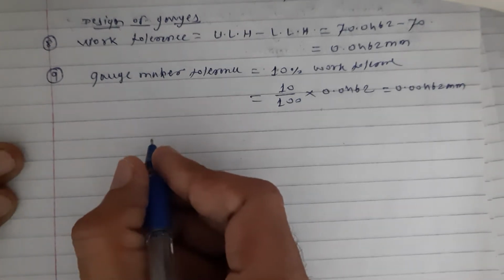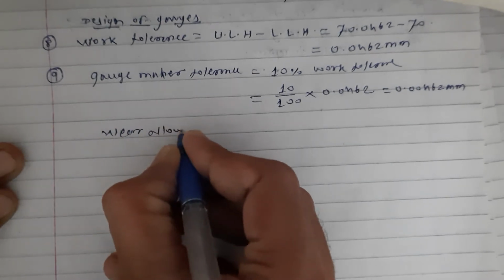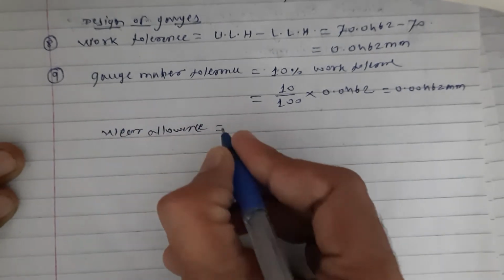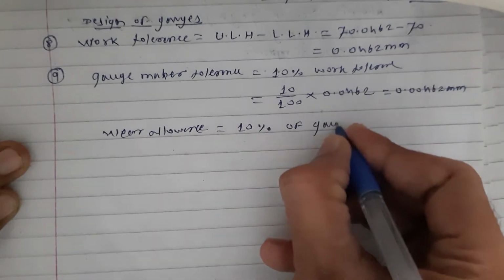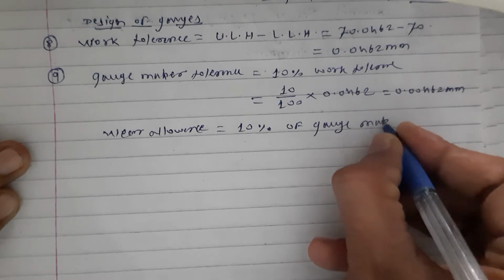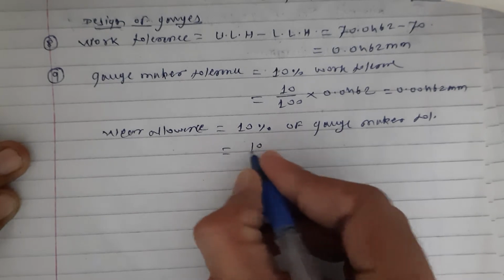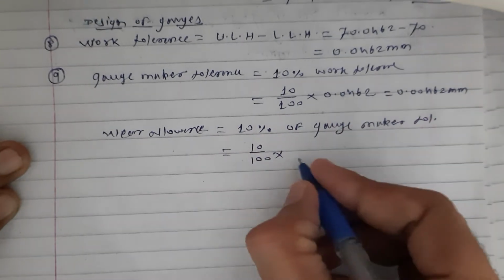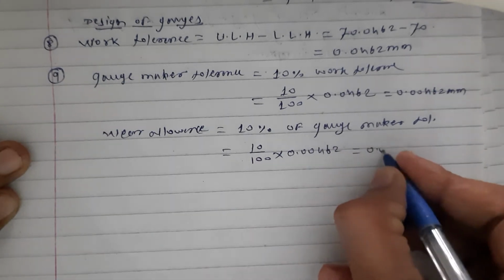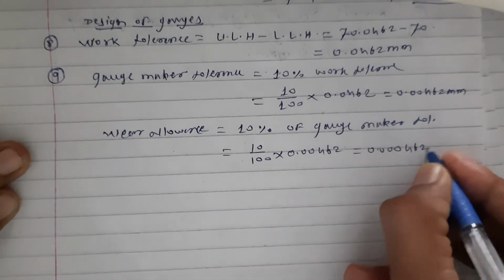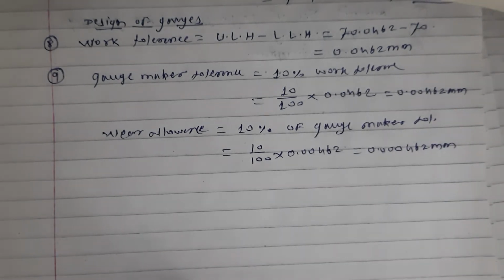Then next we want to find the wear allowance. Wear allowance is 10% of the gauge maker tolerance. Again, 10 divided by 100 into this value, 0.00462. Then you will get 0.000462 mm. Okay, we have got all these values.